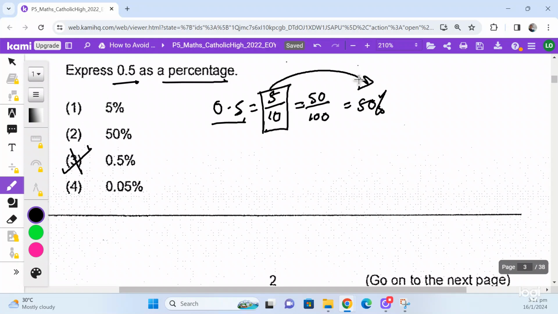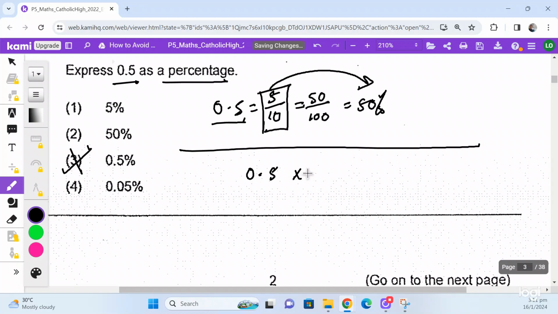And of course, in primary school, teachers will tell them there's something even faster. Nothing wrong with that if you can remember. Is there something even faster than converting to fraction? You just take the decimal, and if you want to convert to percentage, you multiply by 100, and that's how you get 50%. But the problem with this is that students may forget whether to multiply by 100 or divide by 100.